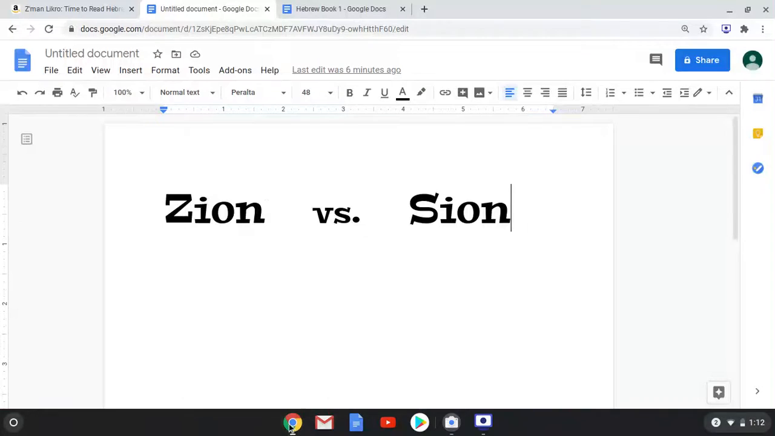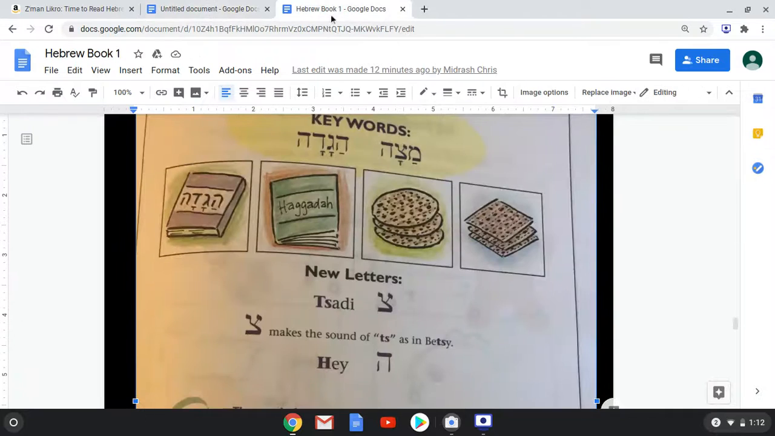So whether you think of Betsy or Tsadi is nuts or Sion versus Zion, I always pronounce it as a TS. It's just one of those things. It's practice to get the sound correct. Okay, let's look at our next letter. Our next letter is hey, and hey makes the H sound.